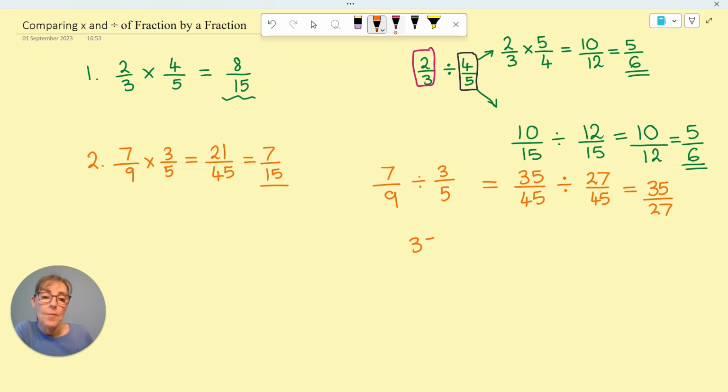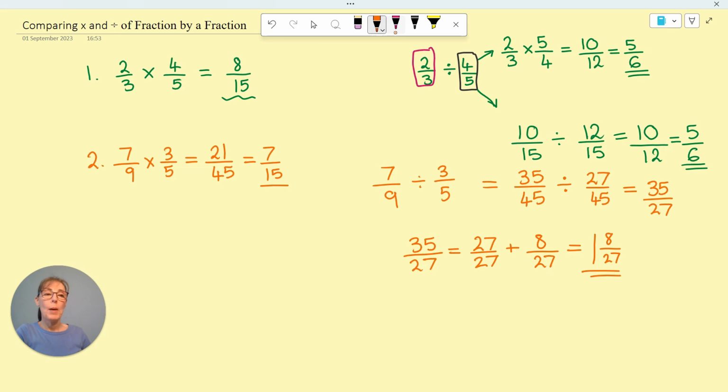And 35 27ths is the same as 27 27ths plus 8 27ths. 27 27ths is one whole and 8 27ths. So that is our answer.